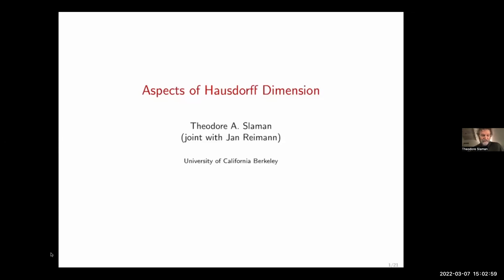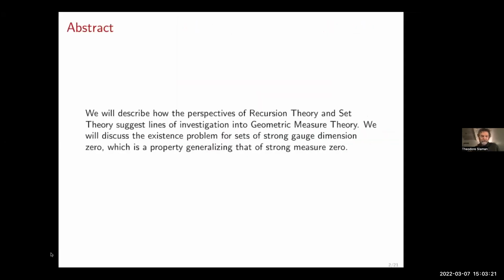The topic I want to discuss today is a joint project I've been working on with Jan Reimann for the past year or so, a little bit more. It's looking at aspects of Hausdorff dimension, and especially with regard to gauge functions. What I want to talk about is how logic, especially recursion theory and effective, well, even general set theory, suggests lines of investigation into geometric measure theory.